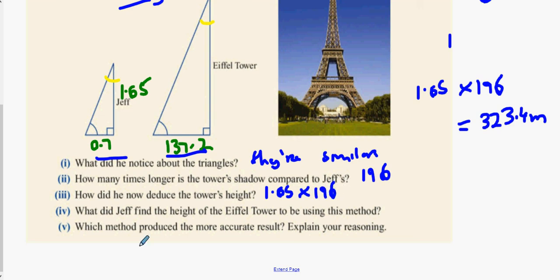What did Jeff find the height of the Eiffel Tower to be using this method? He found it to be 104 meters. Which method produced the more accurate result? Reasoning. What two methods did he use?